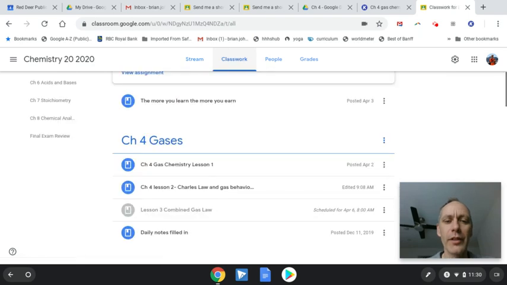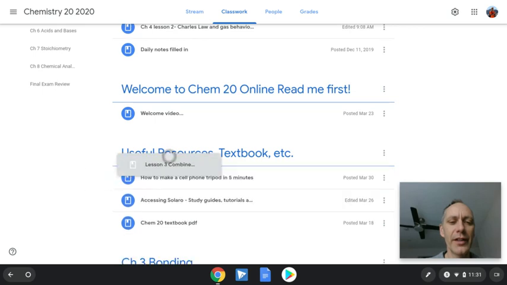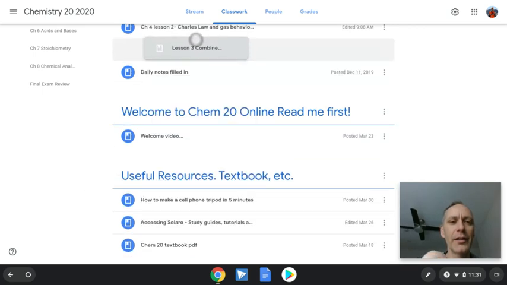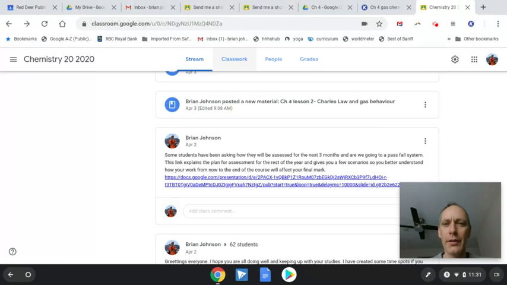Okay, when you click on Classwork, you'll see that the Google Classroom is organized by folders. So here's our Chapter 4, Lesson 1, Lesson 2, and here's Lesson 3, today's lesson, on combined gas law. And they all appear in order. It's just a much better way for you guys to stay organized. So make sure you're choosing Classwork in Google Classroom as your option. And now I need to get out of here and back to our other lesson.